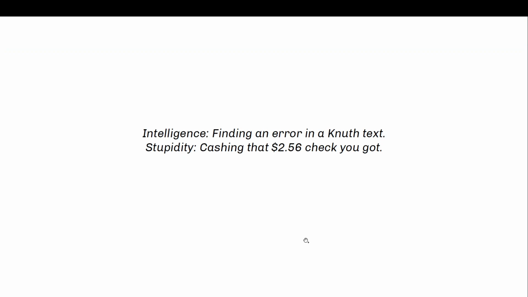Okay, that's it, everyone. So, some closing words. Intelligence is finding an error in the Knuth text, but stupidity is cashing that $2.56 check that you got.